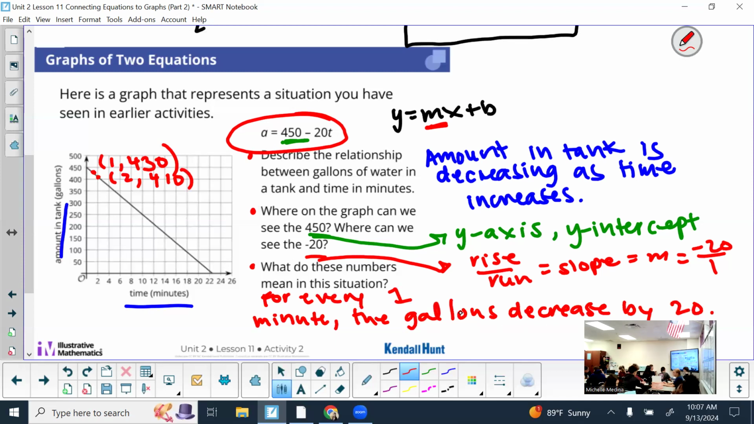And that's a test question. That's probably a few test questions right there. Can you interpret the slope in the situation? Use the fact that slope is rise over run to help you. The axis that rises is my y-axis, that's gallons. The run is my x-axis, that's time. So going down 20 for every 1 minute. Questions on that?